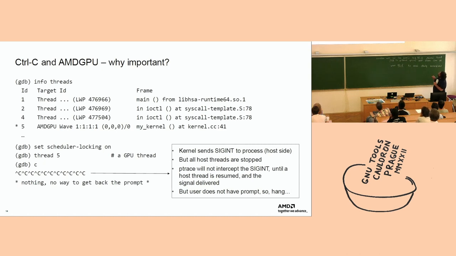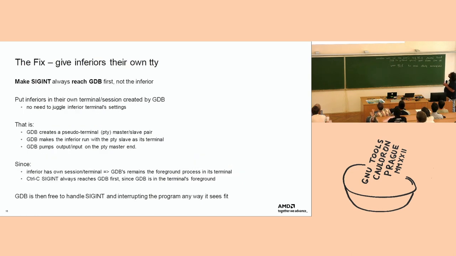All right, so we need to fix this somehow. Because for the CPU side, it's annoying, but people kind of work around it with sending signals from the shell, because most of the time the program doesn't really block every signal. Maybe you can find one signal that's unblocked, but for this case, you're basically stuck. So how do we fix this?